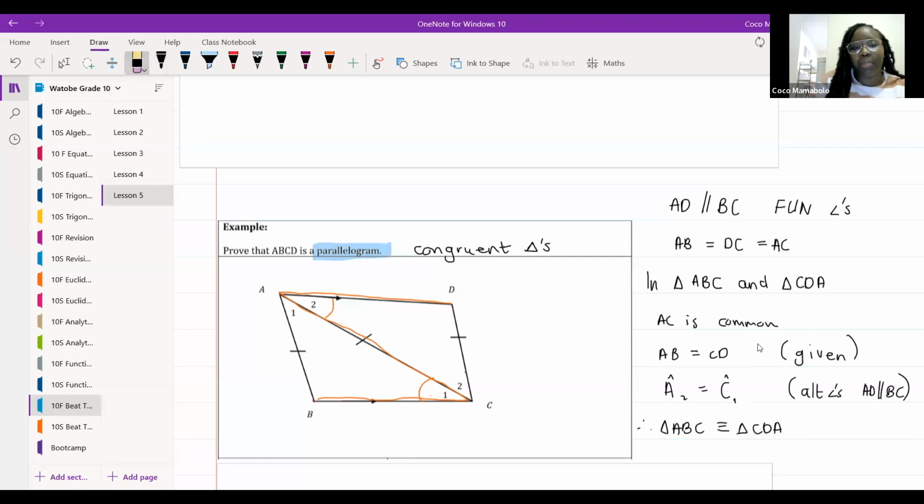And the best part about this one is that because we already have an opposite pair that is parallel, and we've just proved that the sides are equal, and we've proved that both of these triangles that make up this parallelogram are congruent, then we can automatically say that it's a parallelogram. All right, what is our reason? What is our reason, guys?